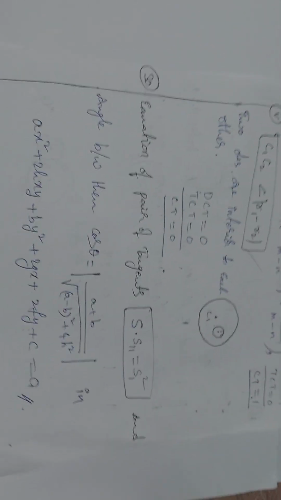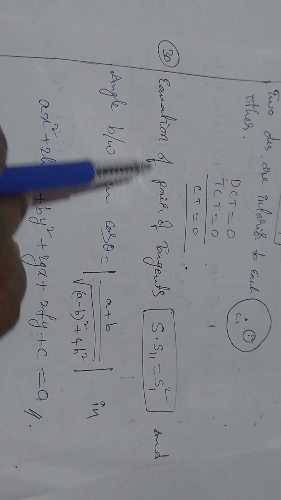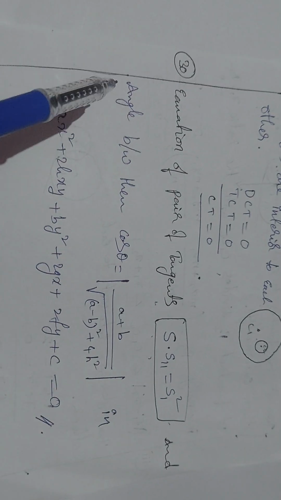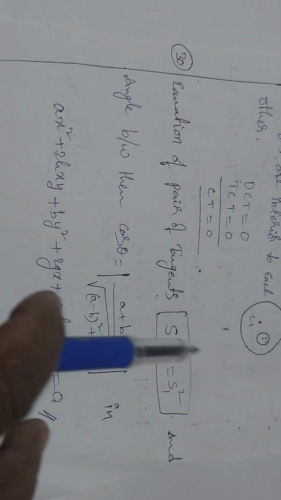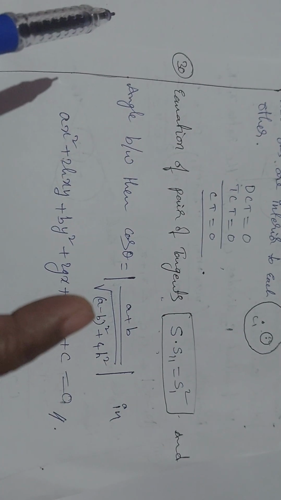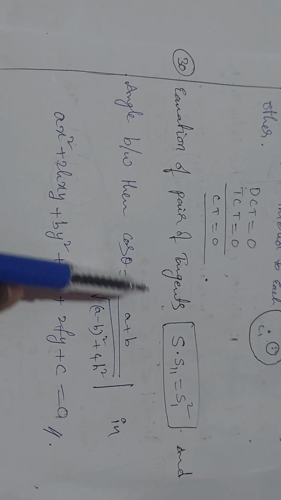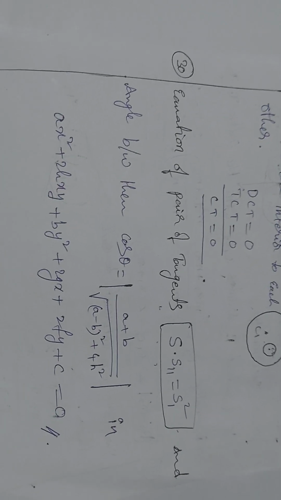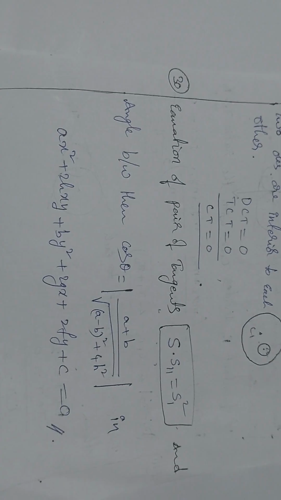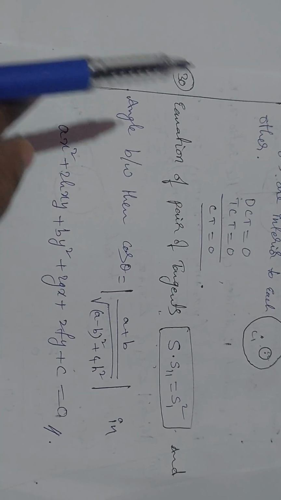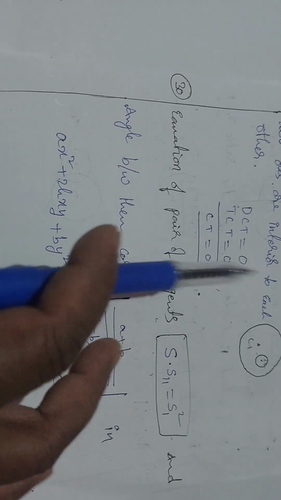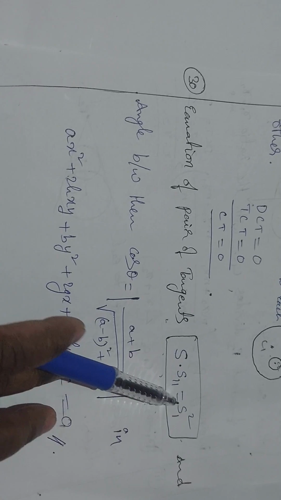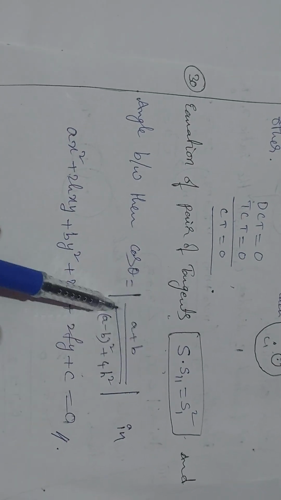Next, last but not least, equation of a pair of tangents: S into S11 is equal to S1 square. Important for LAQ or SAQ. And they also ask the angle between the pair of tangents. The formula is cos theta is equal to mod of (a plus b) by root of ((a minus b) whole square plus 4h square). If only the angle between the tangents is asked, we have to use the SAQ formula: cos theta is equal to (S11 minus r square) by (S11 plus r square). But if it comes as LAQ asking for the pair of tangents along with the angle, we have to use this formula.